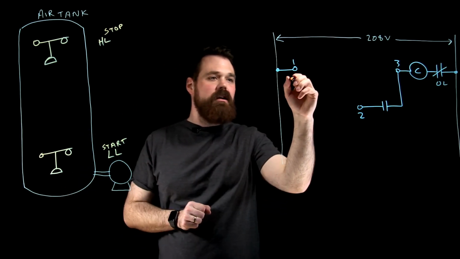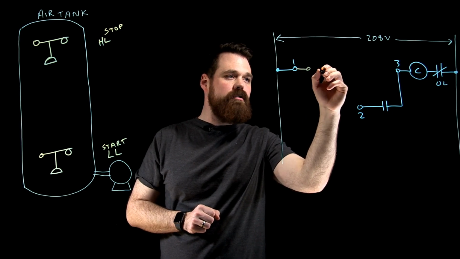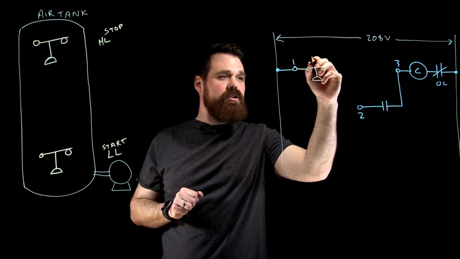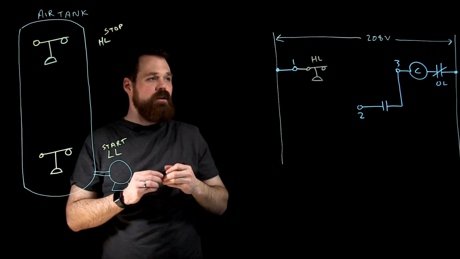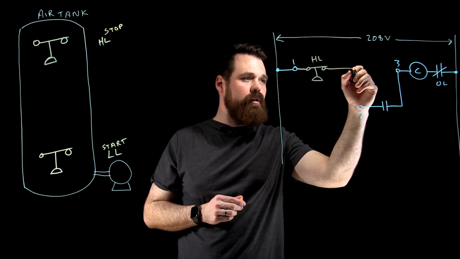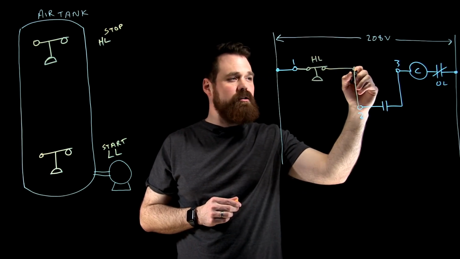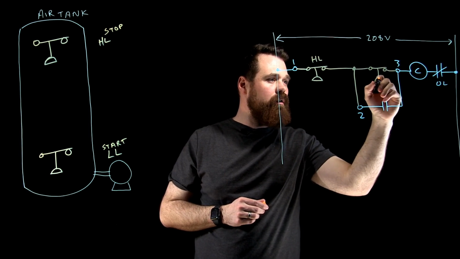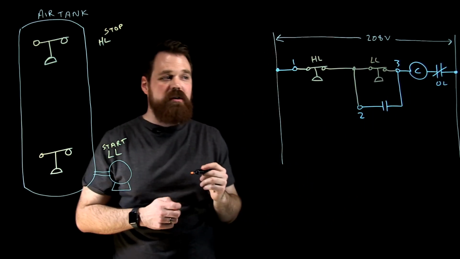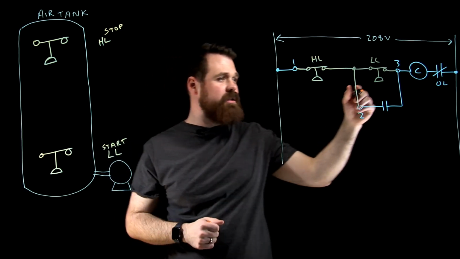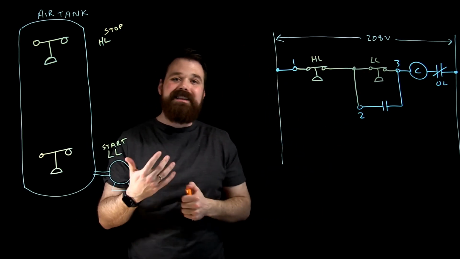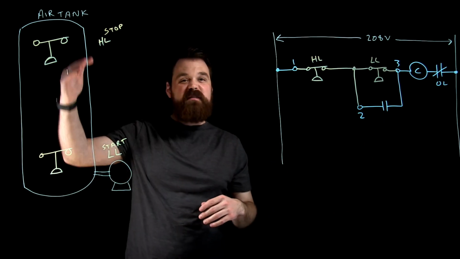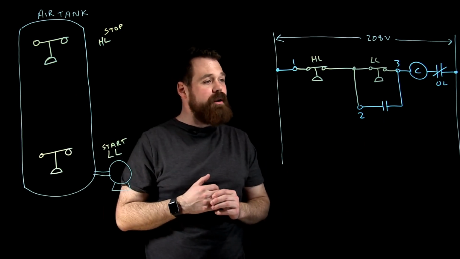We'll take it from NEMA 1 and go into our normally closed high level switch. We'll just call that high level. From there, we're going to go to NEMA 2. We're also going to feed our low level switch, which is going to be acting as our start button when it closes. And then that's how we would complete that control circuit. That's how we would do it if we wanted to fill a tank. That's the control circuit that we would end up with.